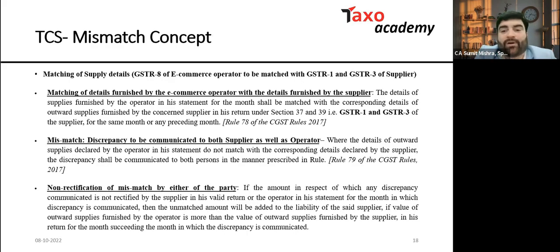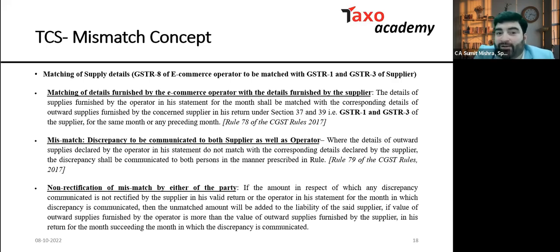Mismatch concept. Again, I've already summarized this particular mismatch concept, so I'm just putting it here. The GST rate is filed by the e-commerce operator. All the details filed by the e-commerce operator will reflect on the portal of the supplier, the actual supplier. So the supplier has to communicate if there is any discrepancy, or if the supplier is uploading the details through its GST, then the e-commerce operator can check it. So both ways they can check it. If there is any discrepancy, they have to intimate each other. After communicating the discrepancy, they have to get it rectified.